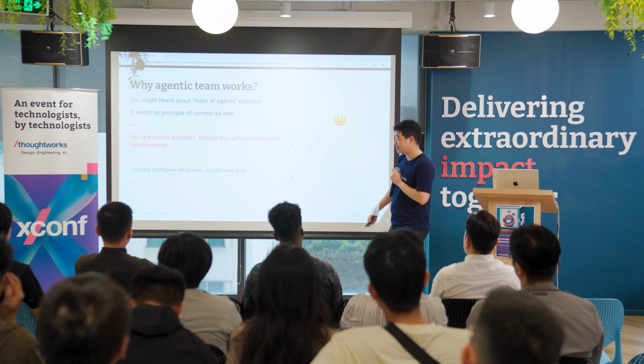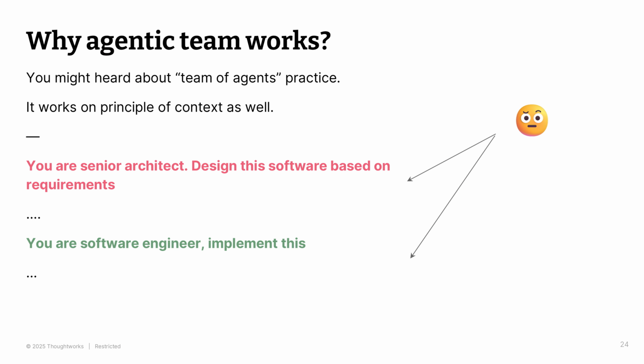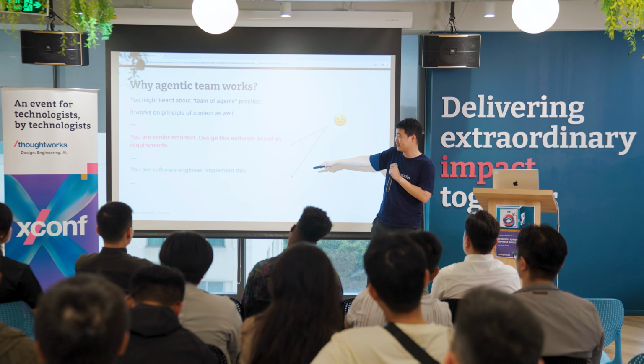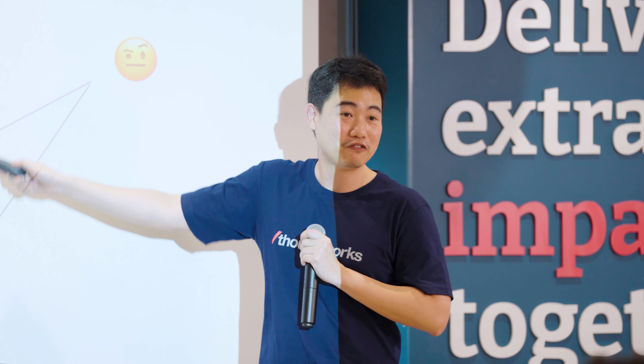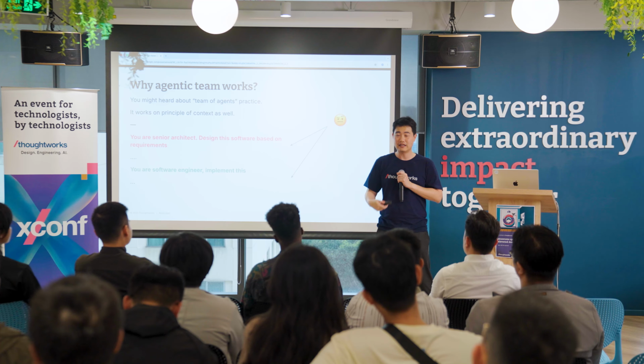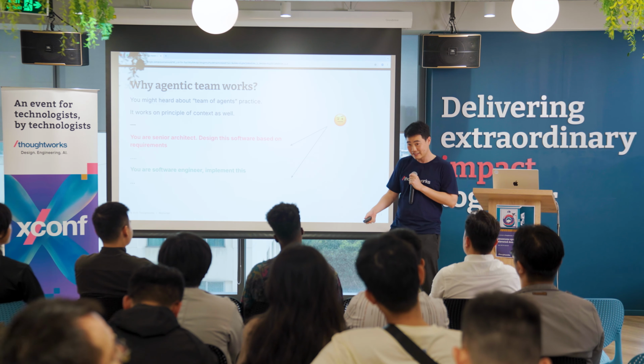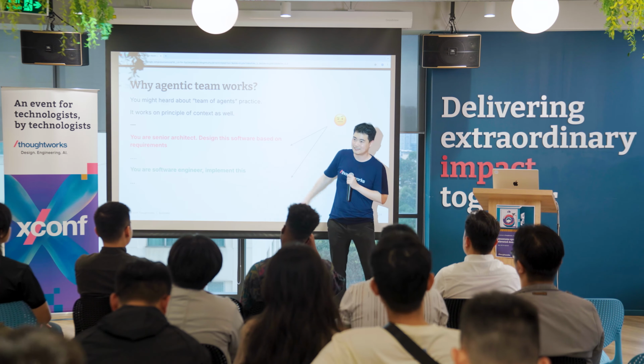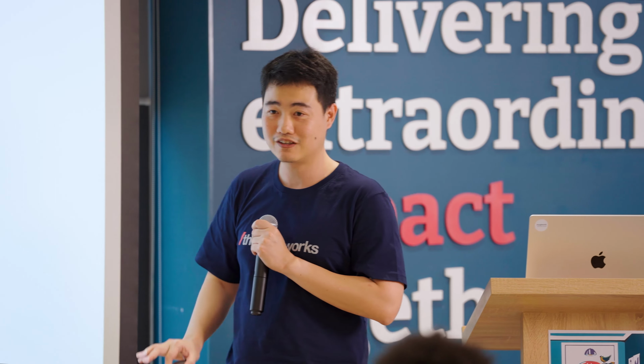Because if you don't use agentic, what happens if you say you are a senior architect, design this software, and it prints out the architecture design, and after that you say to the AI, now you are a software engineer, implement this? It gets confused by the two contexts. The reason the agentic workflow works better is that you just cut it here. Now it gets less context and it can work more effectively, with less and more focused context.